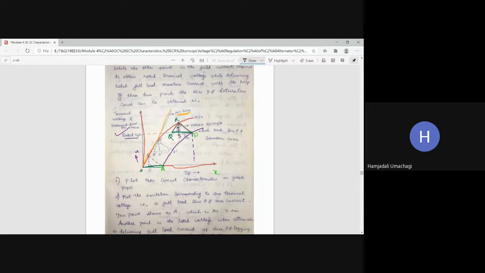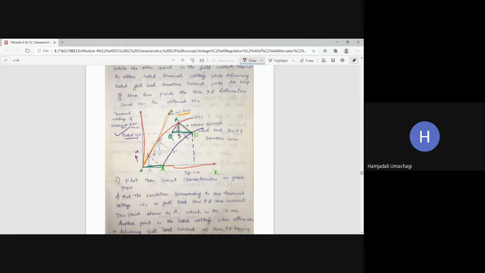So how to draw that? First measure the length of OA. If it is 3 centimeter or 3.5, whatever the length might be, with that equal length from the rated voltage line, that is from point P, measure, and wherever that equal length ends, mark that point as Q.